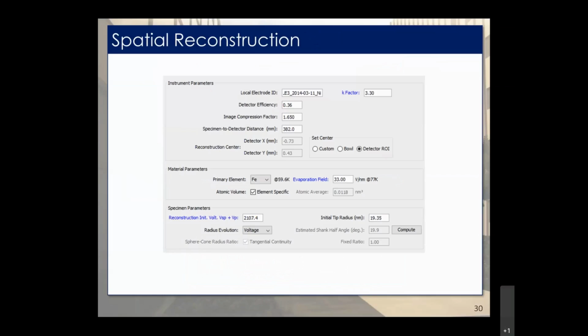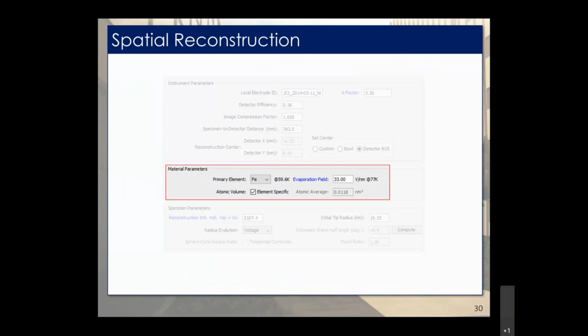Now we get into the spatial reconstruction aspect. I'm just going to walk through some of the different factors we have in here, what we'll do as inputs and so on. First of all, we have some material parameters that will go into our reconstruction. These are based, again, on the atomic volume of the specimen, and also some assumptions about the evaporation field, given the primary element and the temperature of this evaporation. We also will assume some instrument parameters. Here we have our input detection efficiency, which for this case shouldn't be too much of a variation from the nominal for this 4000 XHR LEAP, which is 0.36.